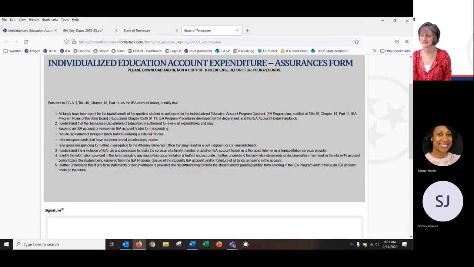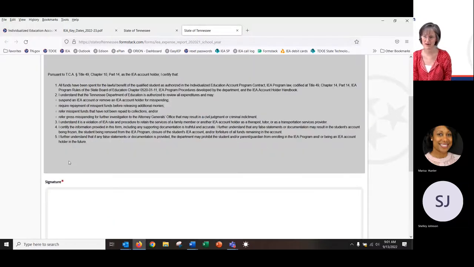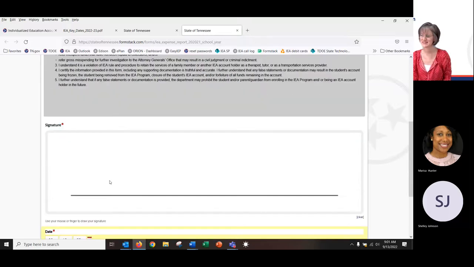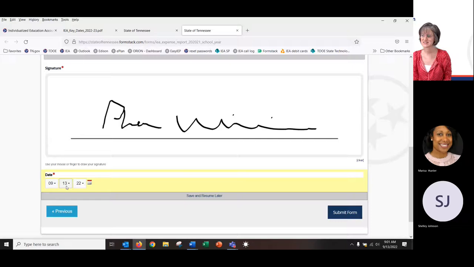And then I have some assurances, which basically say I understand that there are laws that govern this, it's in statute, and I promise I'm not lying about my expense report. I have to sign it with my mouse or my finger. I'm not good at this at all. It's set to default to the current date that you are submitting your expense report, and I click submit form. So if you didn't spend any funds that quarter, this is an easy expense report to do, but you are required to submit it whether you spend any funds or not. So I guess that's the big takeaway for that one.